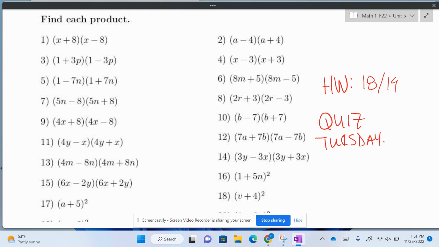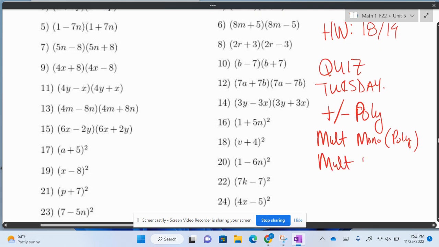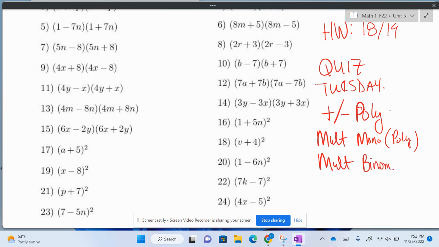So we'll do add and subtract polynomials, and then we'll do multiply a monomial by a polynomial, and then multiply a binomial by a binomial. Okay. No more than 10 questions. I'll try to limit it to actually 8 or 9, but 10 question max. And that's going to be a short quiz on Tuesday.